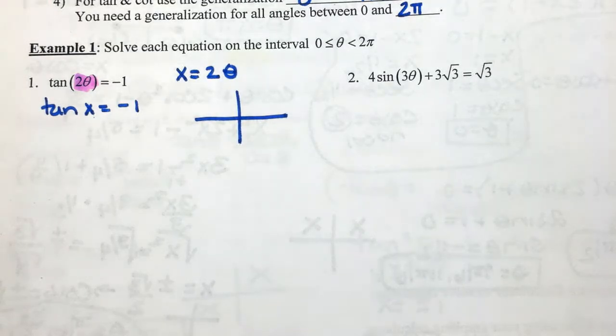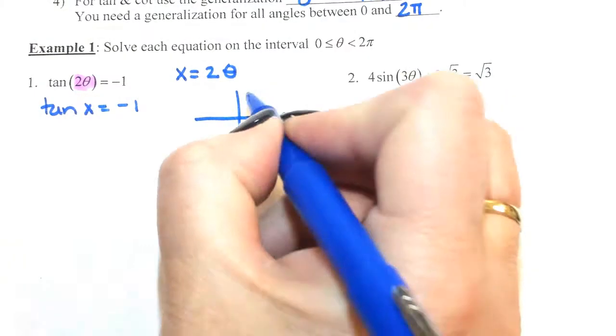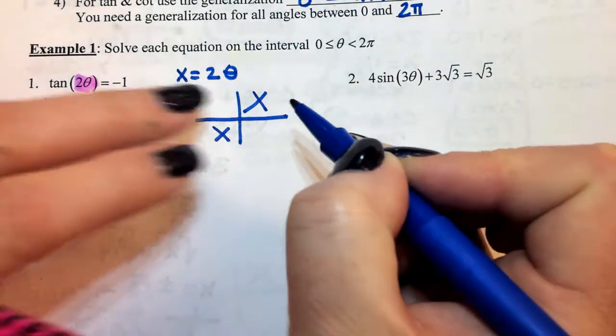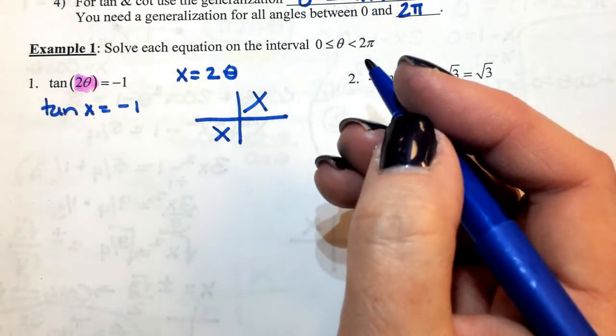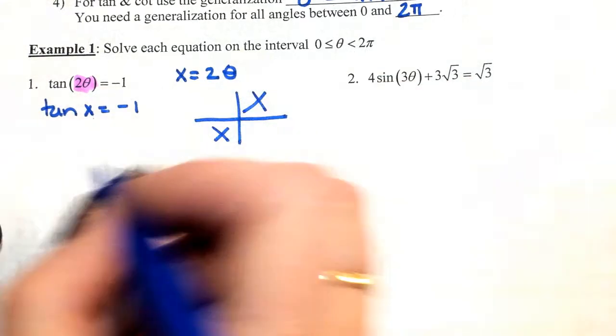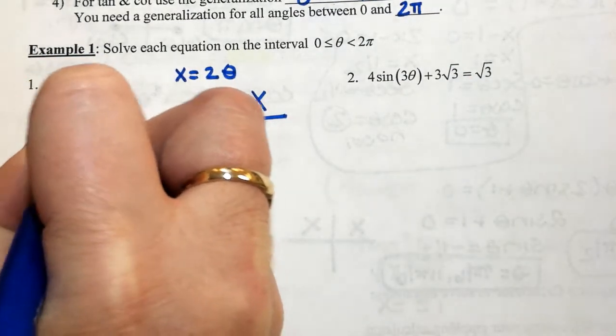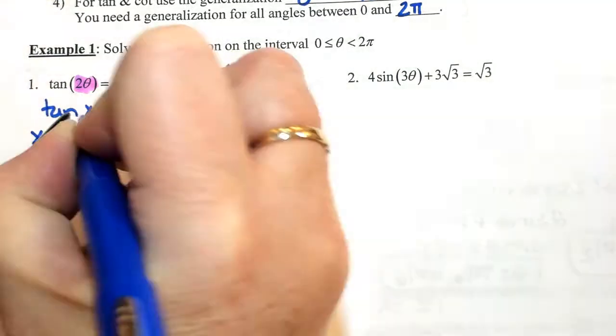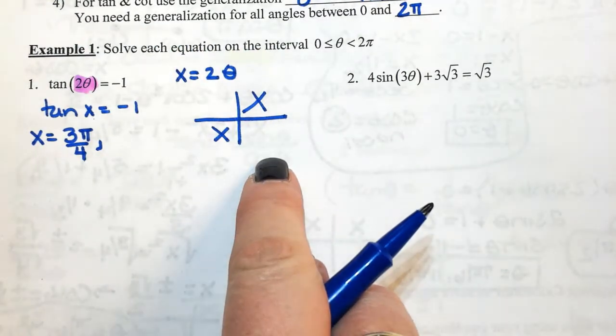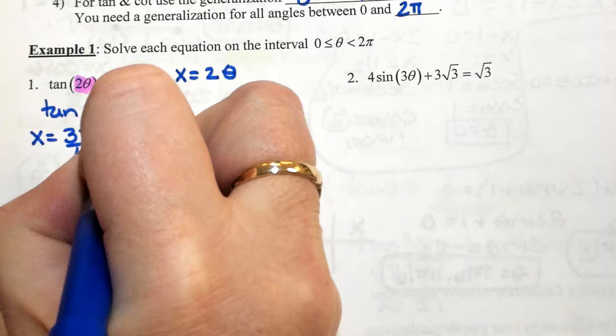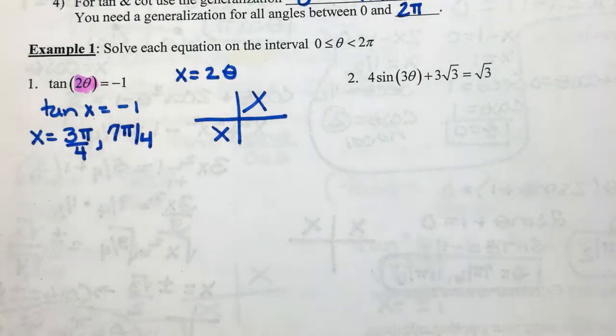We should know how to solve the tangent of x is equal to negative 1. So now I'll go back to your unit circle and tell me, first of all, what 2 quadrants is tangent negative? Tangent's negative in what 2 quadrants? 2 and 4. So what's the angle in quadrant 2 that has a tangent value of negative 1? 3 pi over 4. So I know that one angle is going to be at 3 pi over 4. What's the angle down here in quadrant 4 going to be? 7 pi over 4.